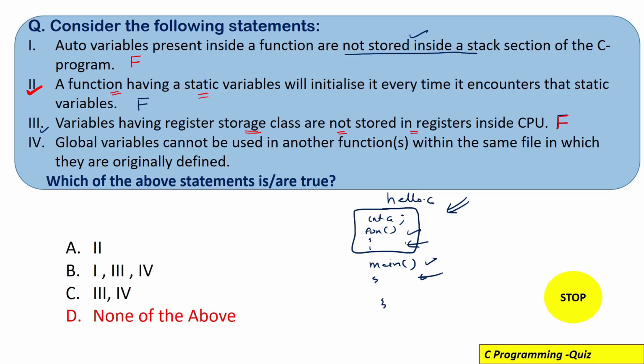So this is absolutely false, because if it were correct, then why would we declare this global variable here, or what is the use of the global variable if we cannot use it inside this file, inside these functions. So that means this statement is absolutely false.